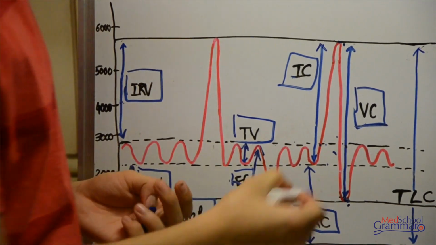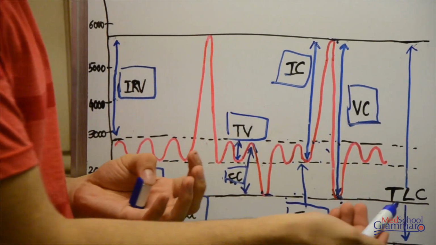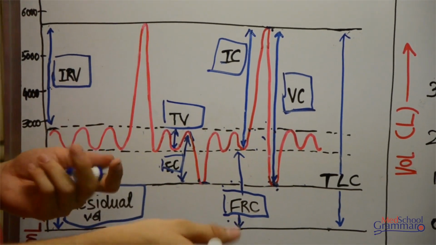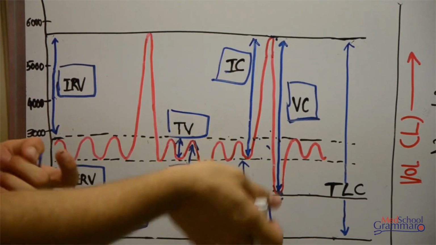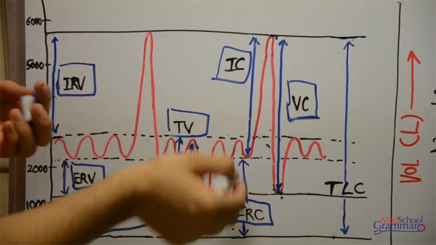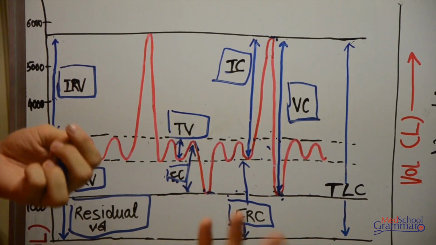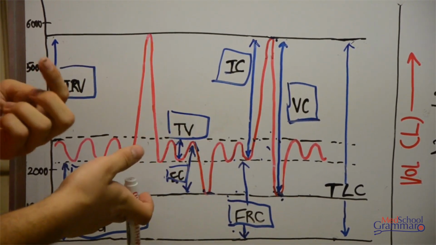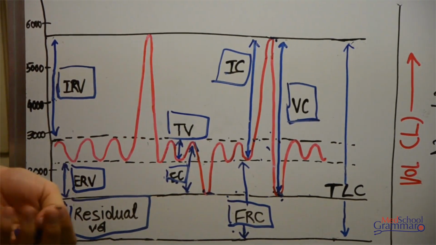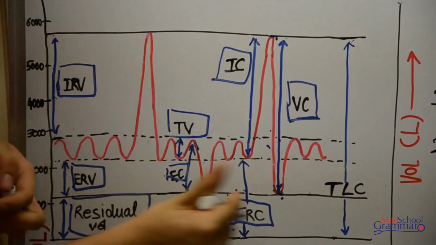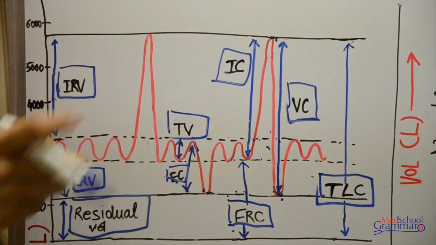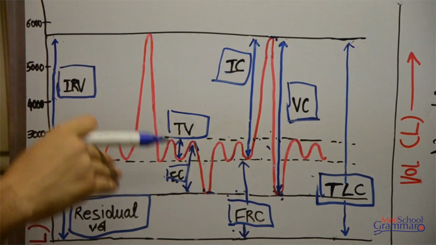Now the total lung capacity, or the maximum amount of air that the lungs can hold, is the sum of inspiratory capacity plus FRC, or you can just use various lung volumes and capacities to obtain TLC, and its normal value is approximately 5.8 liters. So that is the total lung capacity. This covers the various volumes and various capacities.